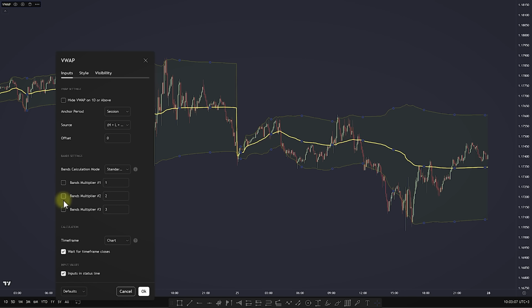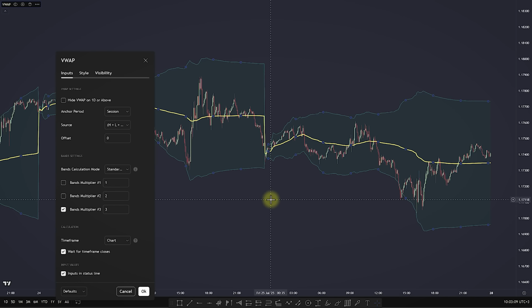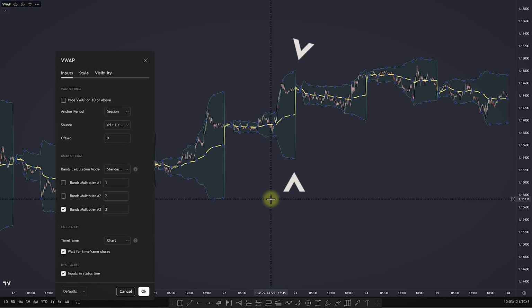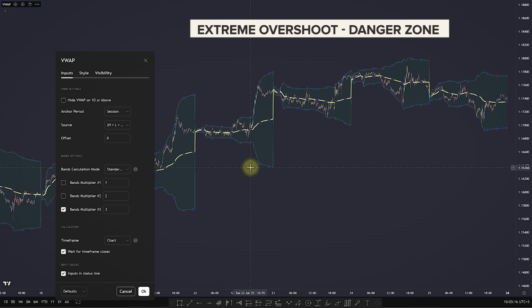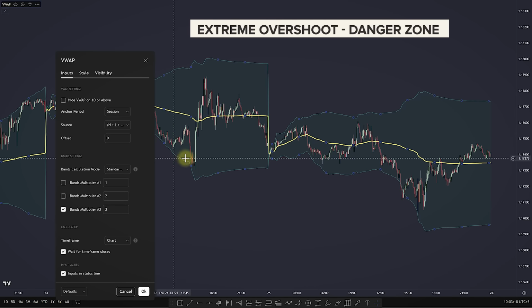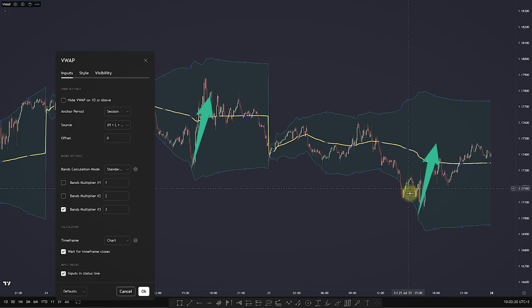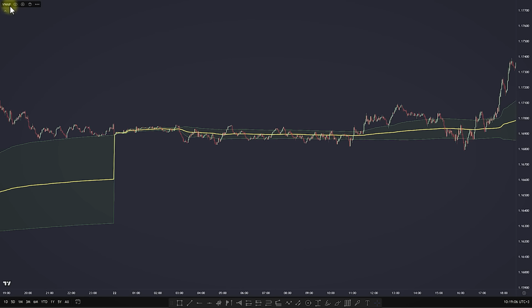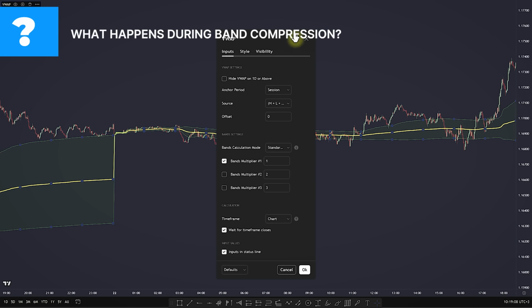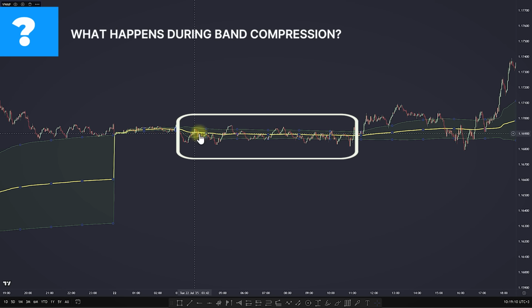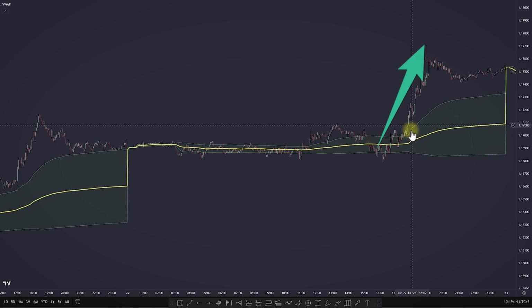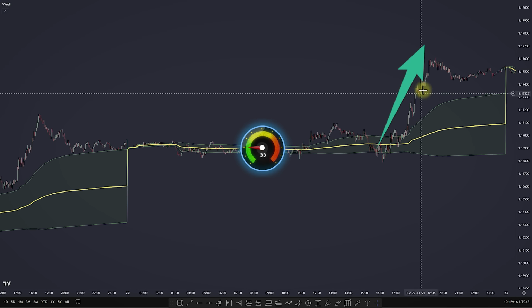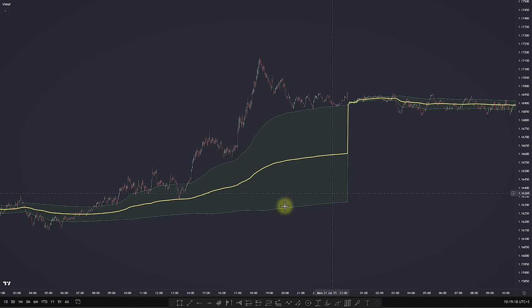The +3 and -3 bands are the extreme levels. Only 0.3% of price action should reach here. When it does, you're either seeing a genuine breakout or an extreme overshoot that will snap back violently. Check this out. When the bands squeeze together, volatility is contracting. This compression almost always leads to explosive moves. The tighter the squeeze, the bigger the eventual expansion.